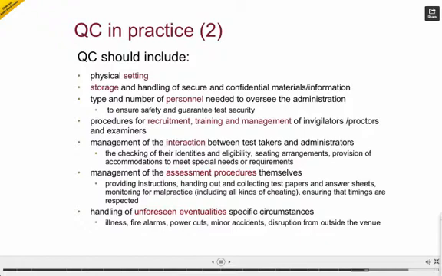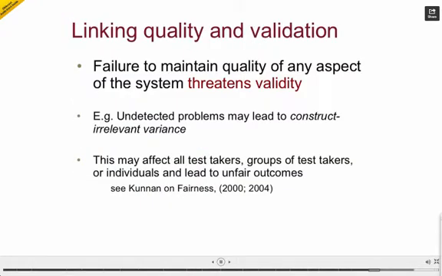Okay, so that's a brief run-through just to illustrate the kind of things I've got in mind here. And there are, of course, many, many more. But the argument here is that I think you should be able to see there's an intrinsic link between quality features and the validation argument.